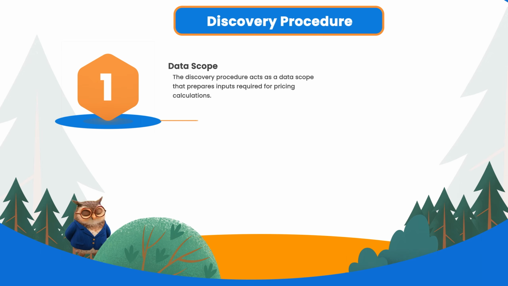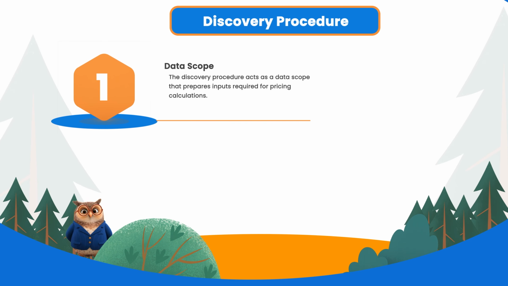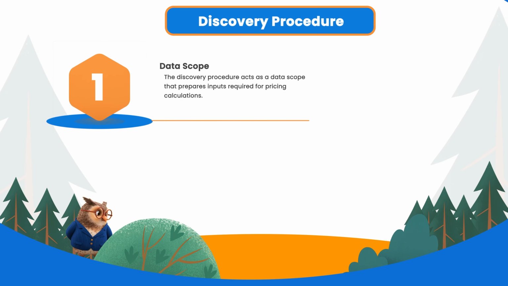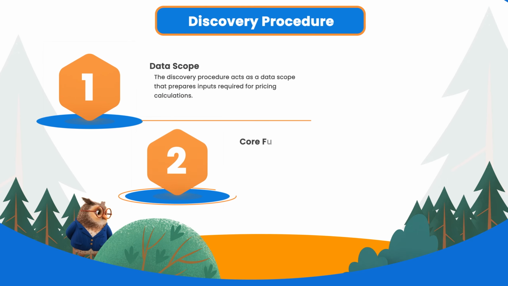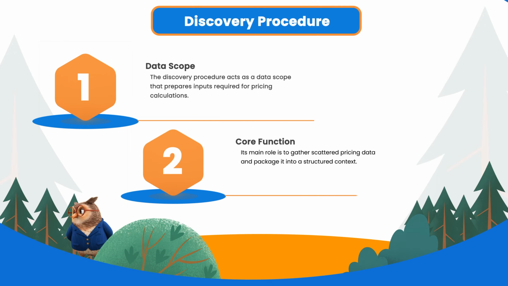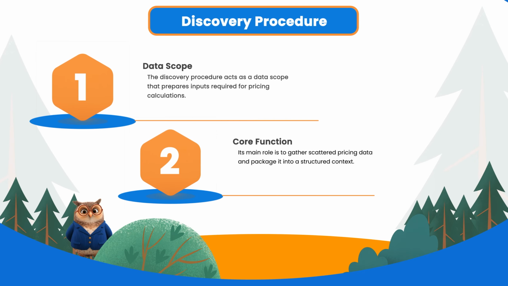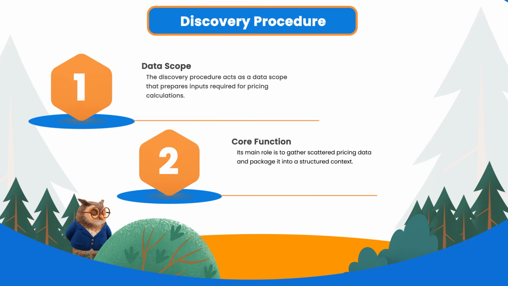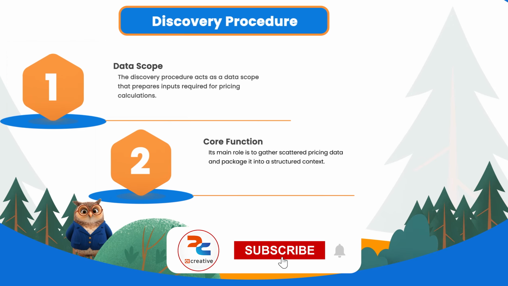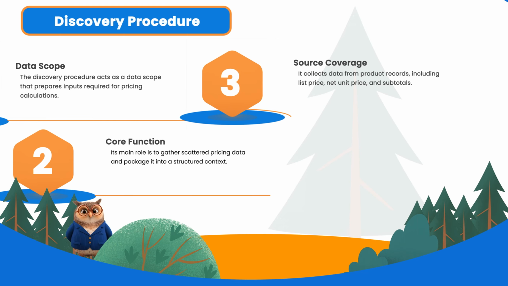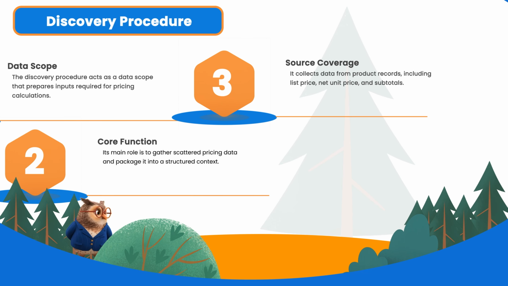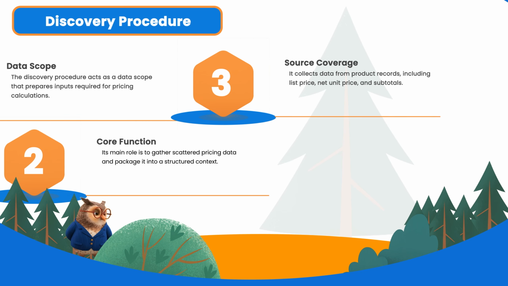Think of the discovery procedure as the data scouts. They gather the scattered data the pricing engine needs, like the product list prices, assets a customer owns, or the quote totals, and package it into a structured context the pricing calculation can consume. So the main work of the pricing discovery procedure is to gather the data needed for the derived pricing, and then package it in a way that the derived pricing can work with.